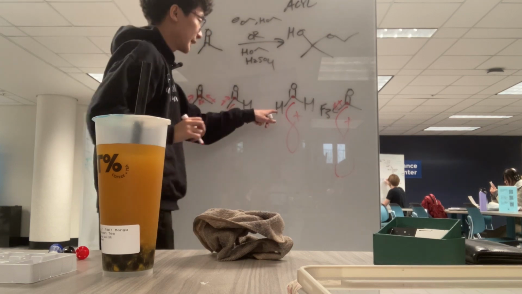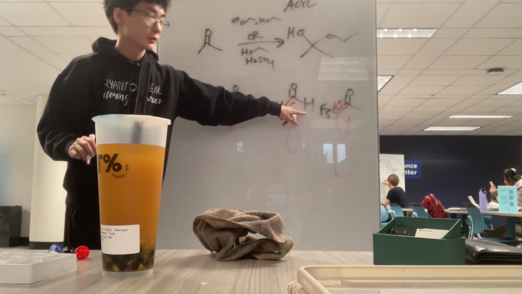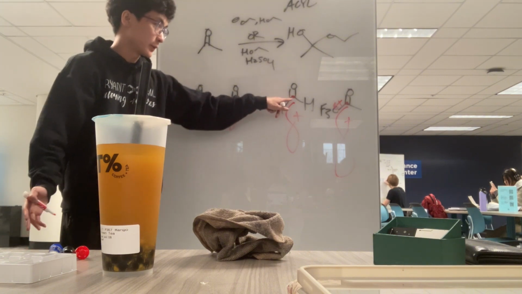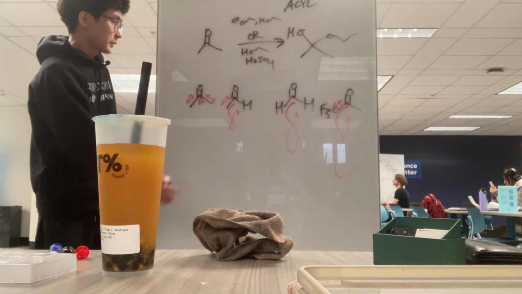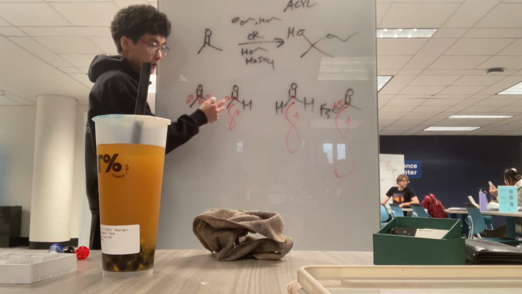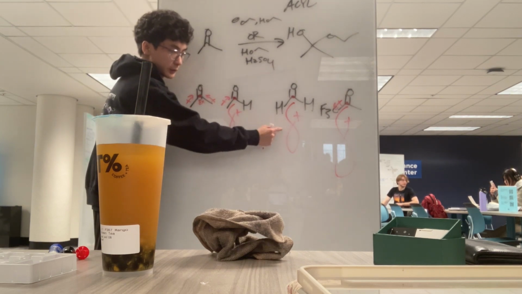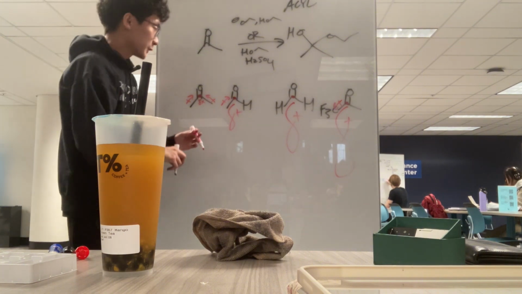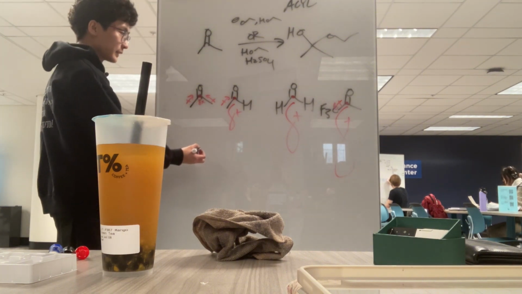Because this hydrogen here is not an EDG, electron donating group, and it's not an EWG, electron withdrawing group, it's not going to have any effect on that carbonyl carbon's positive charge character. This R group here is donating electrons to that carbon, which is why this positive charge is smaller than that positive charge, right?